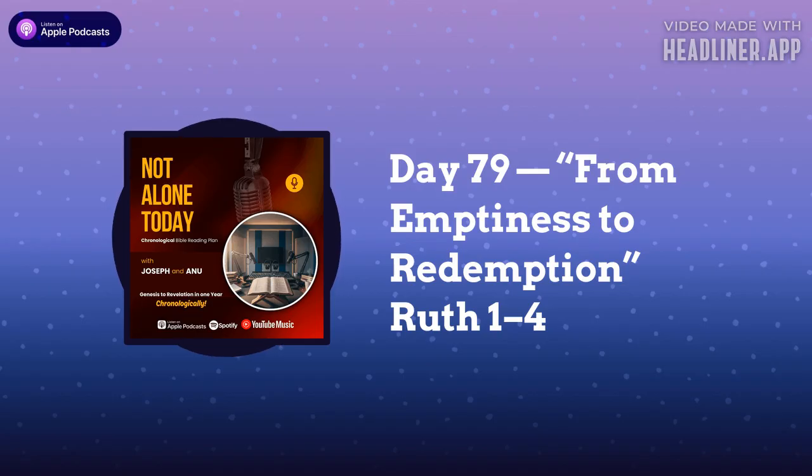When Boaz had finished eating and drinking and was in good spirits, he went over to lie down at the far end of the grain pile. Ruth approached quietly, uncovered his feet, and lay down. In the middle of the night, something startled the man. He turned, and there was a woman lying at his feet. "Who are you?" he asked. "I am your servant, Ruth," she said. "Spread the corner of your garment over me, since you're a guardian redeemer of our family."